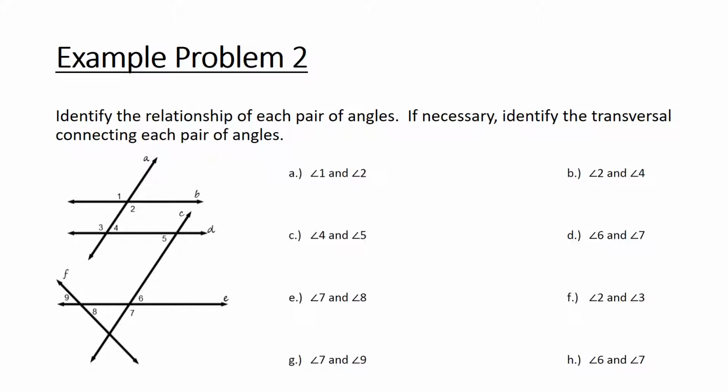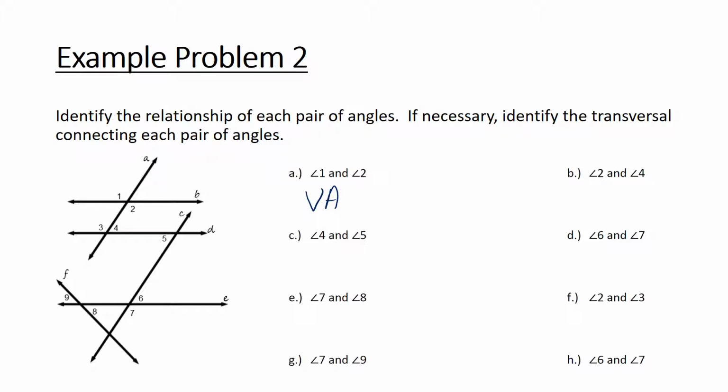In example problem 2, we are asked to generally identify the relationship of each pair of angles, and then if necessary, identify the transversal connecting each pair of angles. We're going to start by looking at angle 1 and angle 2. In this case, they're not connected by a transversal, but this is one of the angle pairs that we reviewed at the beginning of the lesson. These are vertical angles. To have vertical angles, there are no transversals, so it's not necessary to identify the transversal.